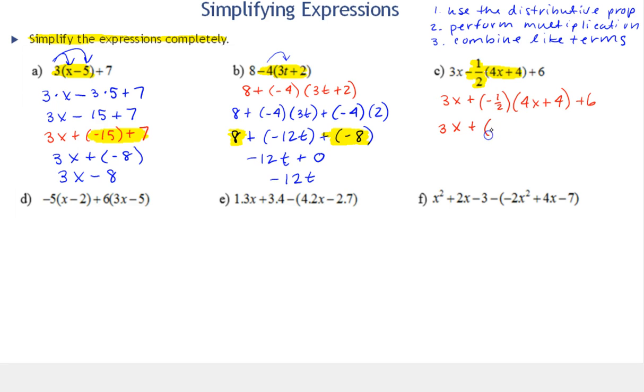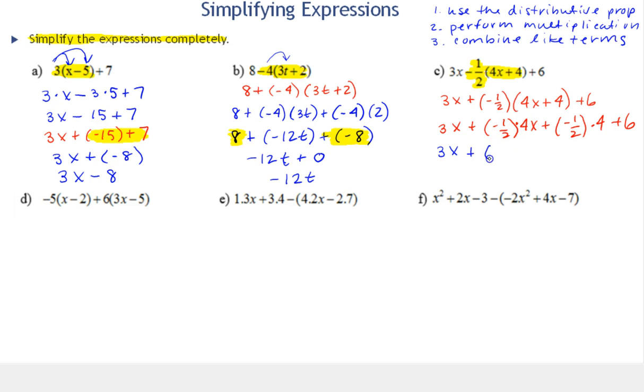So negative 1/2 times 4x plus negative 1/2 times 4, and then we have the plus 6. So we've distributed the negative 1/2 to each term in the parentheses. Now I'm going to multiply. So the 3x stays the same. Now negative 1/2 times 4x. So I multiply negative 1/2 times 4, and that would be negative 2.